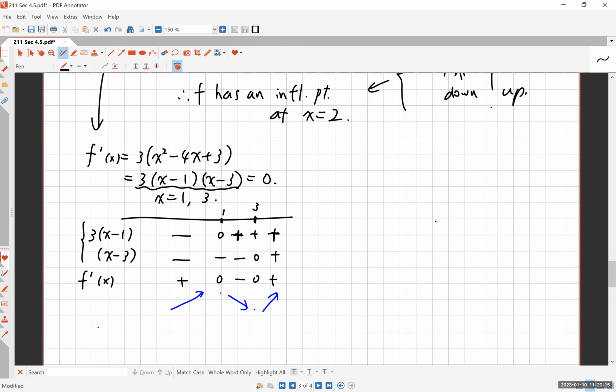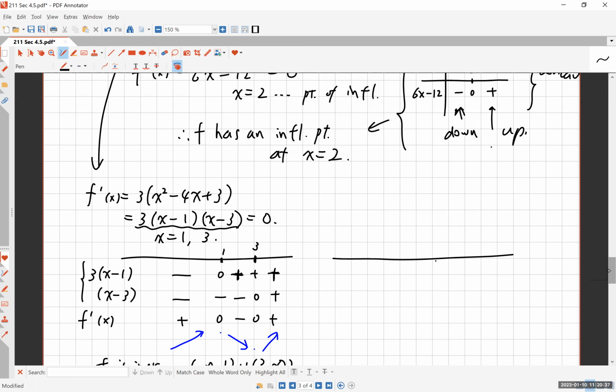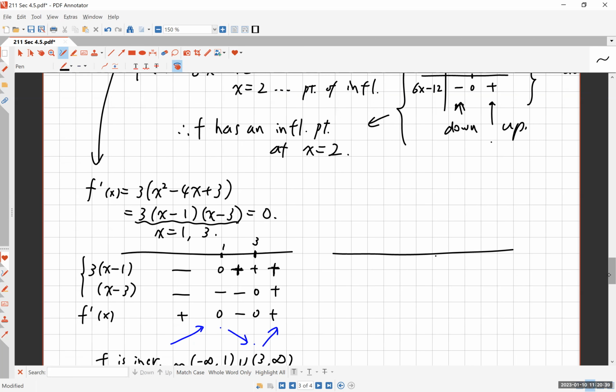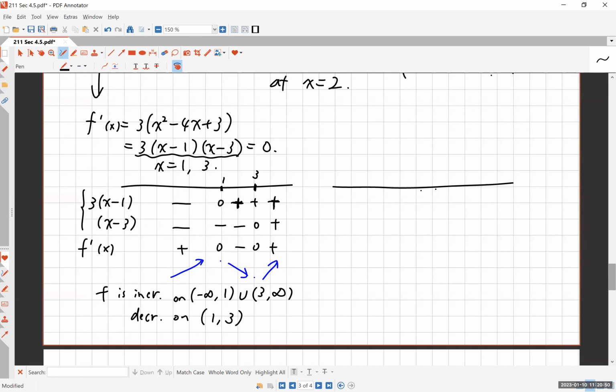For instance, we know f is increasing from negative infinity to 1 union 3 to infinity. It's decreasing on the open interval from 1 to 3. Okay, so while we don't know exactly, I mean, you have to plug in some numbers in here, right, in order to calculate and figure out exactly what the graph looks like. But we could sort of figure out what happens to this function.